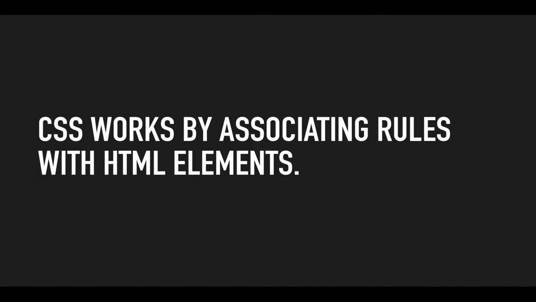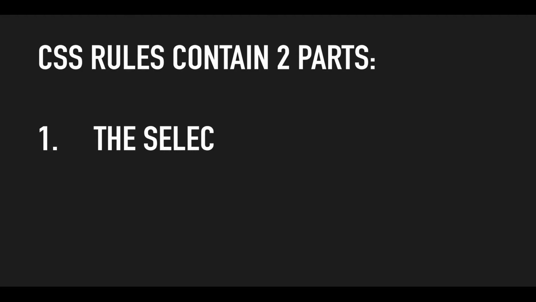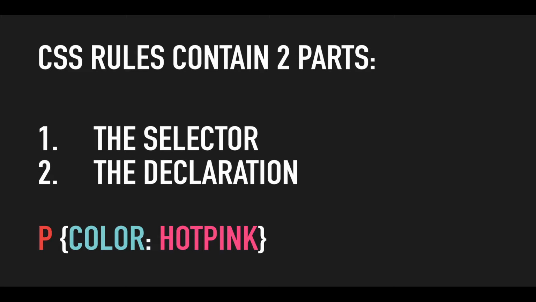So CSS works by associating rules with HTML elements. CSS rules contain two parts. We have the selector and the declaration. For the example that I show right here, P is our selector, while everything within the curly brackets is our declaration. So what this is saying is take every single P element and make the color of that text hot pink.